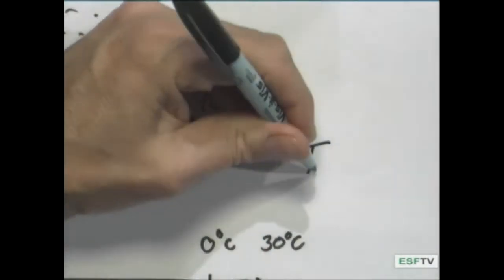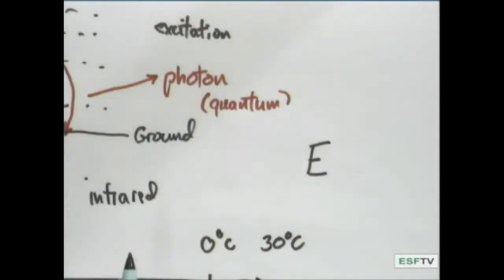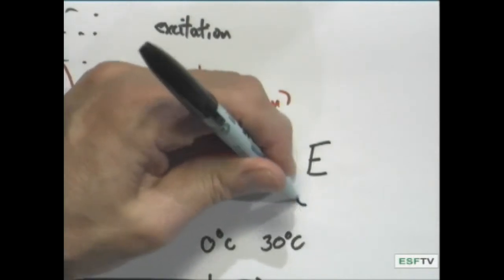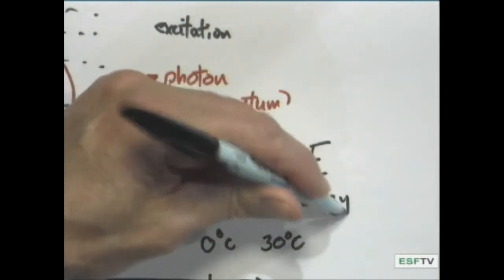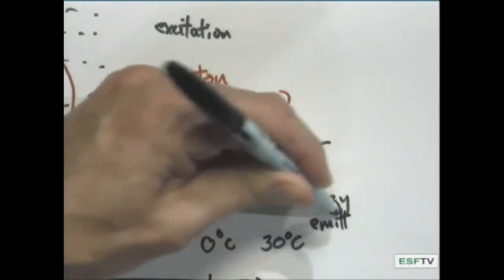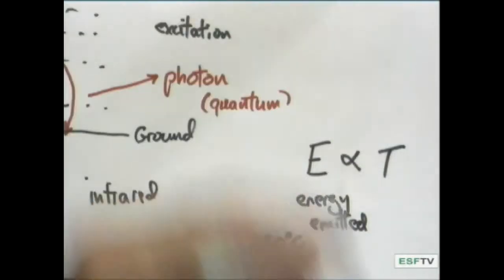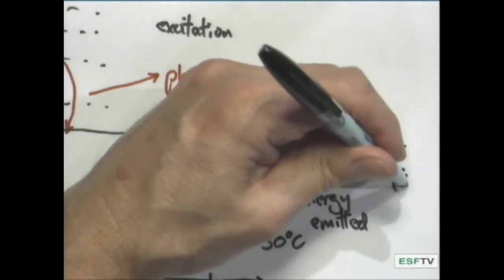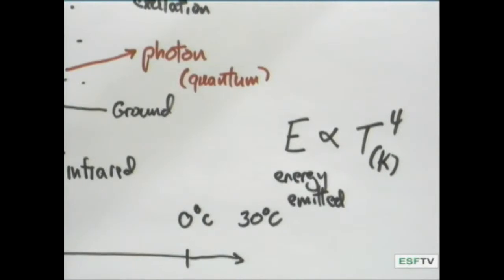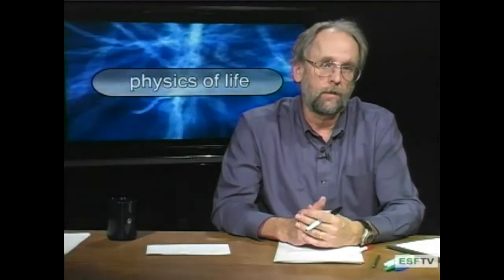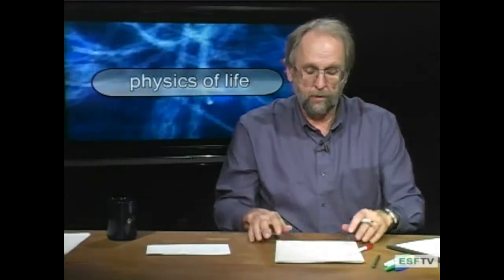Now, there are some simple relationships that we can use to describe this. One is the so-called Stefan-Boltzmann Law, where we quantify the thermal energy that is emitted, and this is proportional more or less to the temperature in kelvins raised to the 4th power. This raising of temperature to the 4th power indicates that the amount of energy that you can get out is very, very strongly determined by temperature.